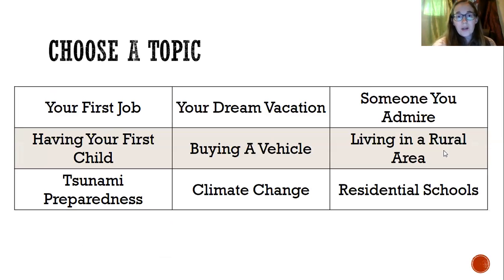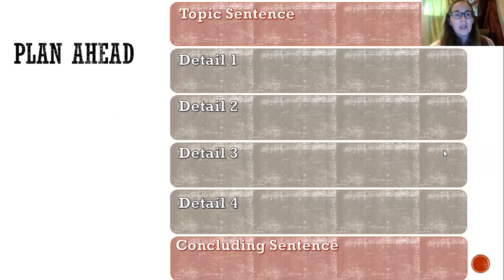Okay, so for your assignment, you get to choose one of these topics, or if there's another great topic you have, you can do that. But here are some ideas: your first job, having your first child, tsunami preparedness, your dream vacation, buying a vehicle, climate change, someone you admire, living in a rural area, and residential schools. For this assignment, you don't have to do any research. Write about something you already know about, because we're focusing on the writing, not the content as much.